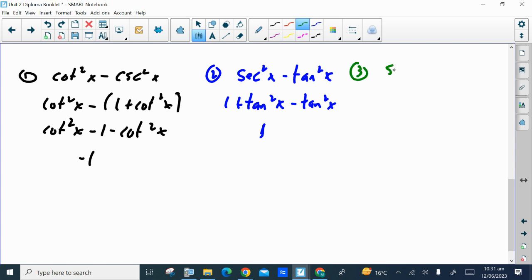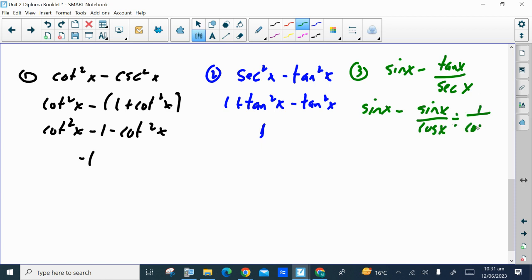Expression 3 says sine x minus tan x over secant x. So we need to simplify this. And we can do that by working with that second term, tangent, which is sine over cos, divided by secant, which is 1 over cos.